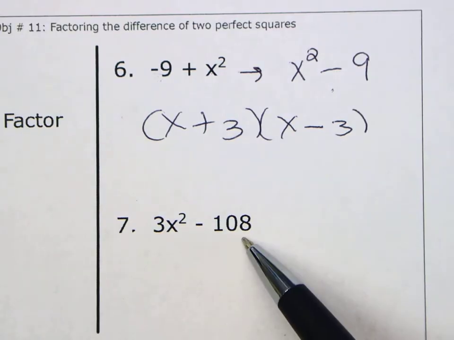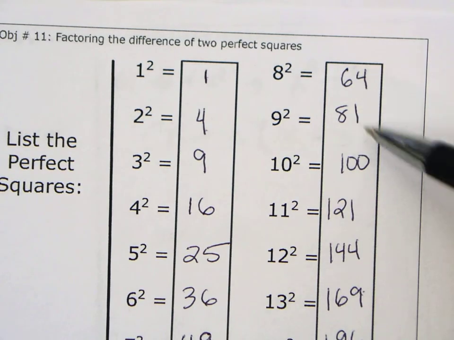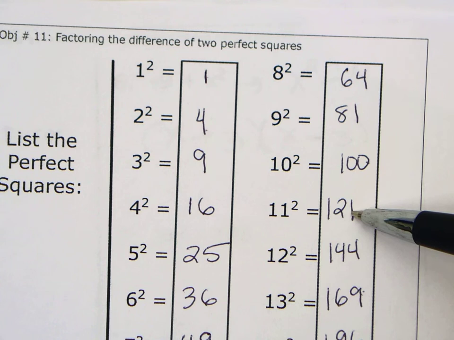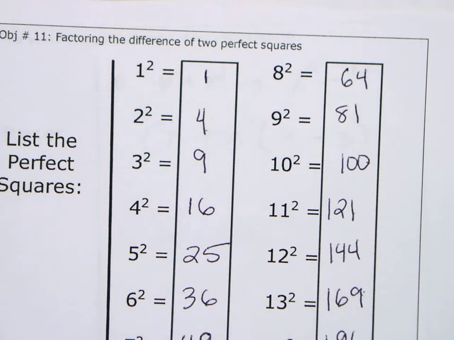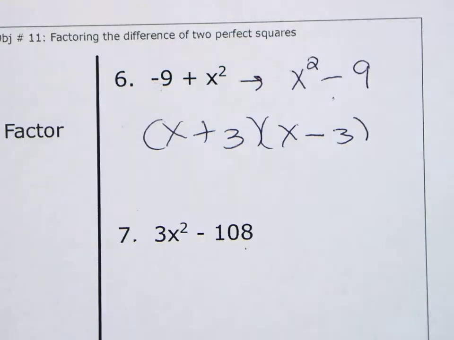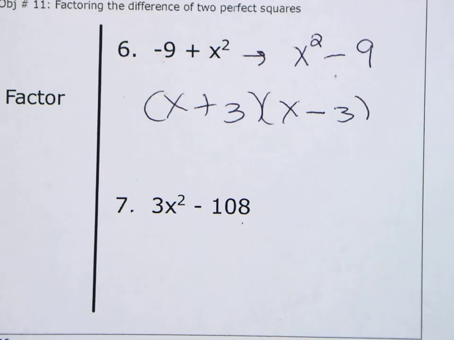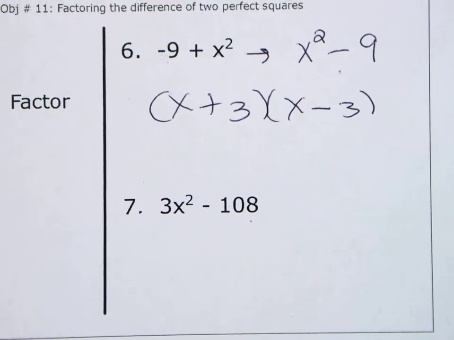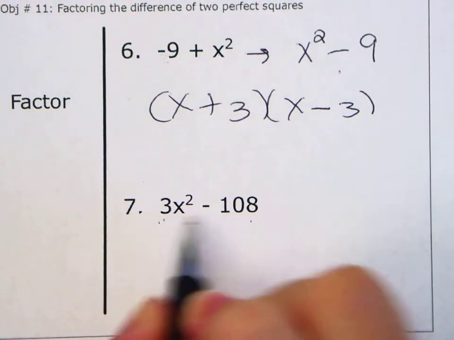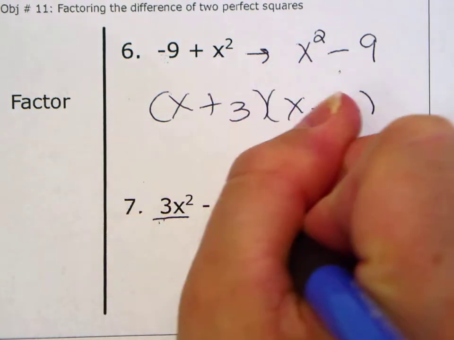How about 108? Is 108 a perfect square? Let's look. All right, I get 100, and then it skips to 121. So 108 is not a perfect square either. It's not in the box. So what could you do here? You can do a GCF. You can divide both of these by 3. So let's divide by 3.